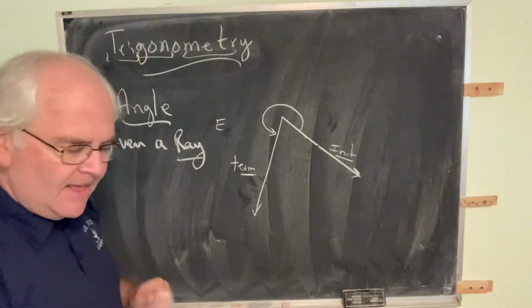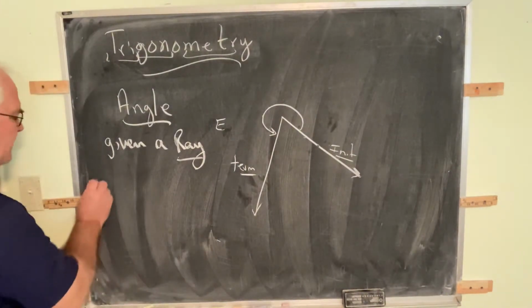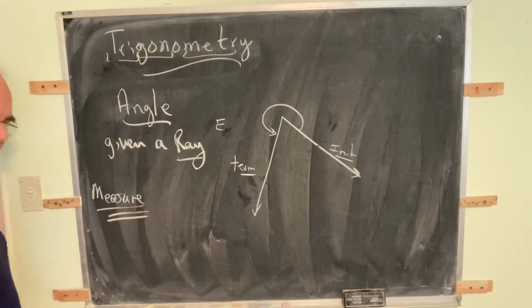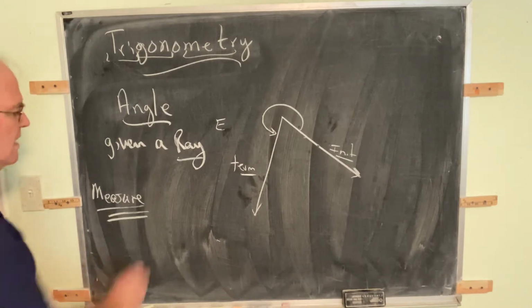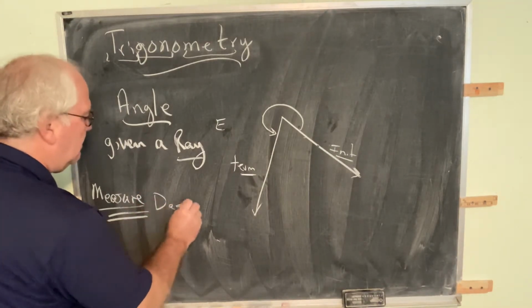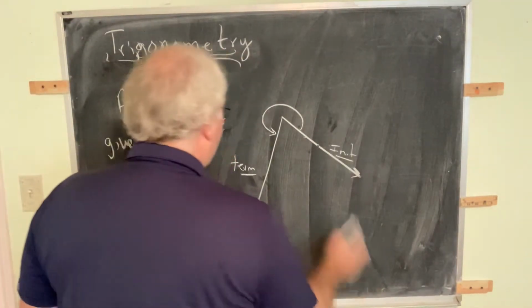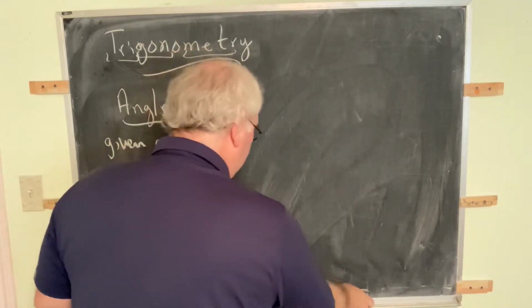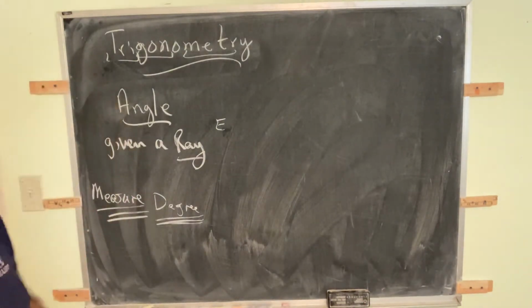Now, we've already discussed this notion of measure, and so we will introduce the most basic measure of an angle that you're probably very familiar with. It's called a degree. All right? A degree. And what does that mean? Well, how much or how big is 1 degree? Well, there actually is a definition of what 1 degree is.